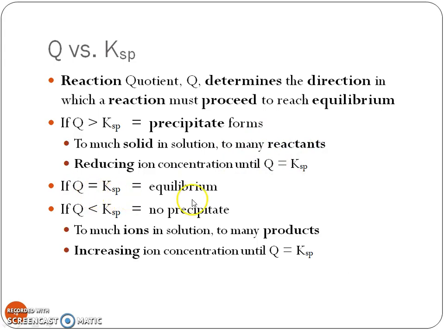Q equals K, that is at equilibrium, that's a no-brainer. And if Q is less than K, that means we don't have a precipitate yet at all. We have a lot more ions in solution, so we have more products. So again, if we increase the amount of products, the reaction is going to shift more to the left, making more quote-unquote solid until, again, equilibrium is established.